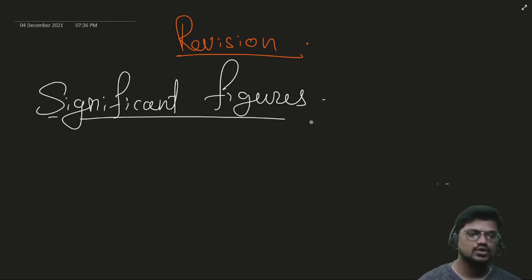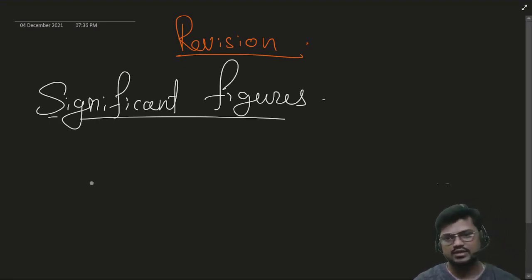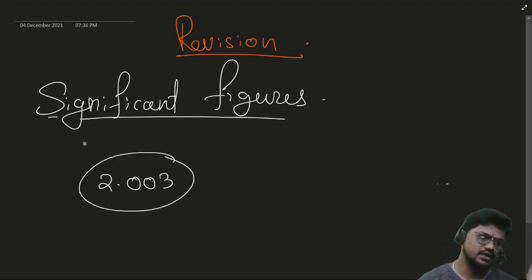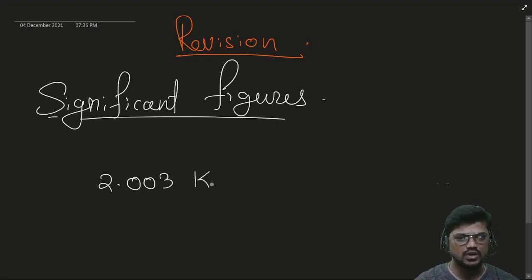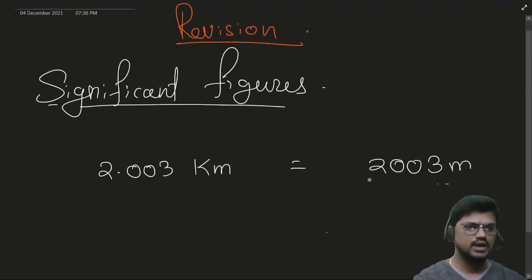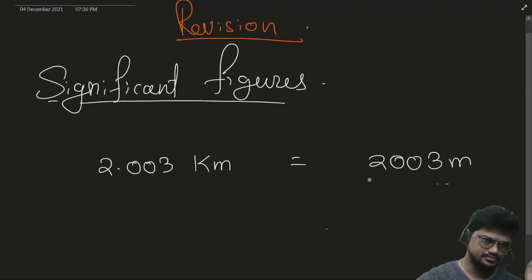Significant, right? So the numbers, if I write the number like 2.003, right? All the numbers are significant over here. Why? Because I cannot remove any of the numbers. Because if I say 2.003 kilometer, it will be 2003 meters. I cannot remove any of the zeros, right?